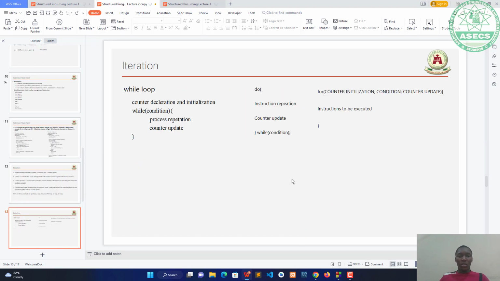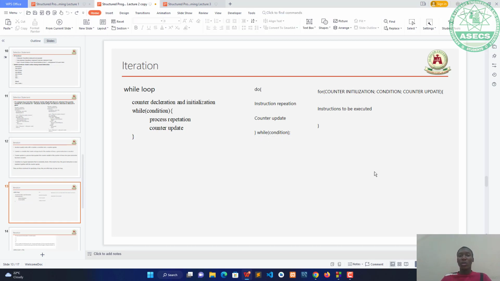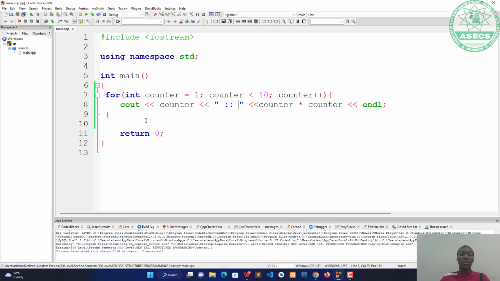So I guess we are done with this. Wannan kaman structure ne na looping mechanism a C++. Nan muna da while loop, counter declaration and initialization, nan za a saka condition, a za ta repeating process, a nan kuma za a dinga updating counter din. Nan kuma shi do while loop ne, daga do sannan while. Instruction repetition za a fara executing instruction nan sai a updating counter sannan sai a duba condition. Shi kuma wannan for loop din yana nan ne normal.